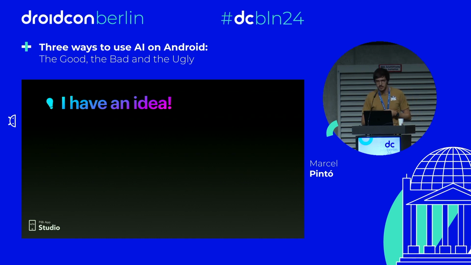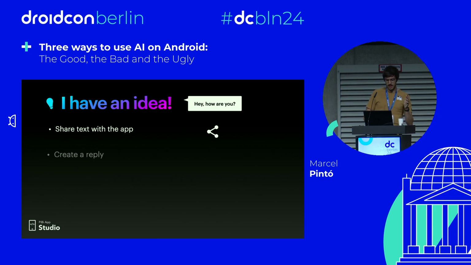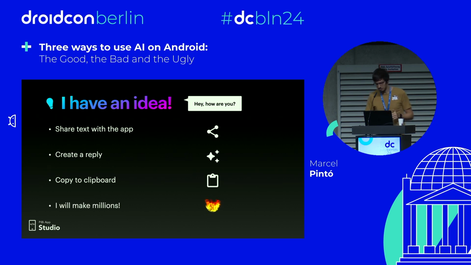Let me share a secret with you. I have an idea. Let's build an app that, given any message from any other application, you can share it with the app. Then the app generates a reply based on your preferences, like tone, format, and so on. It copies it to the clipboard, and then you go back to the application and can reply automatically. I'm going to make millions.